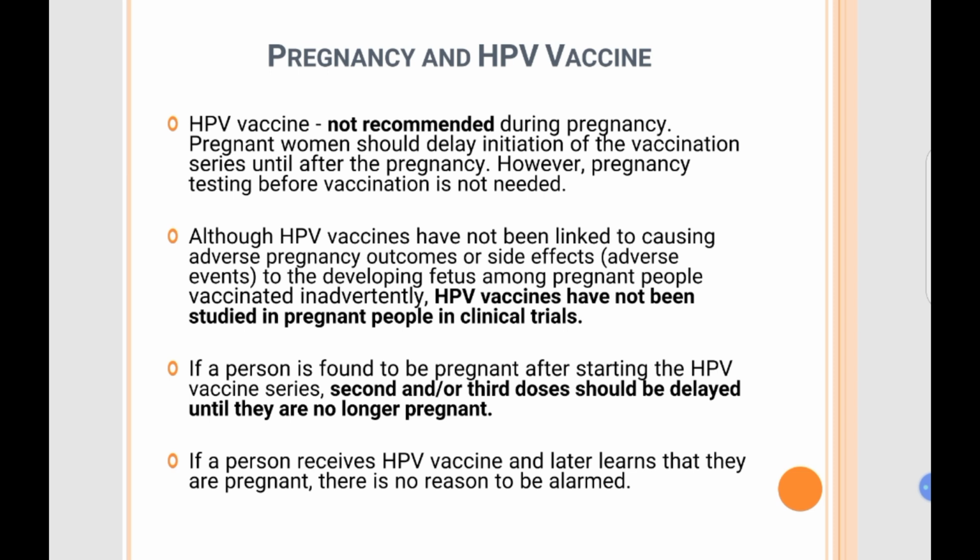If a person is found to be pregnant after starting the HPV vaccine series, the second and third doses need to be delayed until they are no longer pregnant. If a person receives HPV vaccine and later learns that they are pregnant, there is no reason to be alarmed.